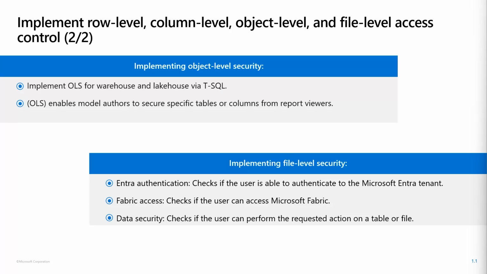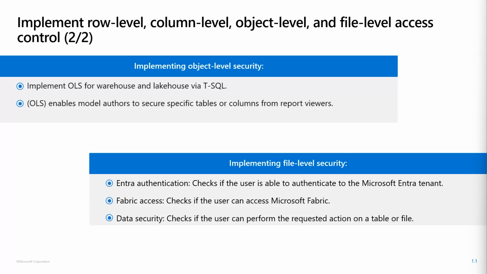You're going to want to recall that object level security, or OLS, enables model authors to secure specific tables or columns from report viewers and can even restrict object names and metadata. Like RLS, OLS is also defined within the model roles in the tabular editor. OLS only applies to viewers in a workspace and can be implemented for a Fabric warehouse or even a Lakehouse using T-SQL. Know that T-SQL, or Transact SQL, is a Microsoft extension to the ANSI SQL language that includes procedural programming, local variables, and various support functions.